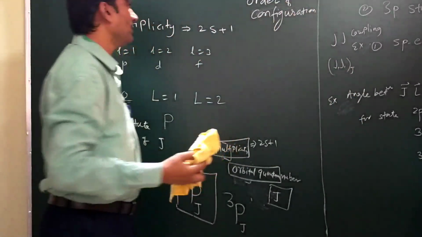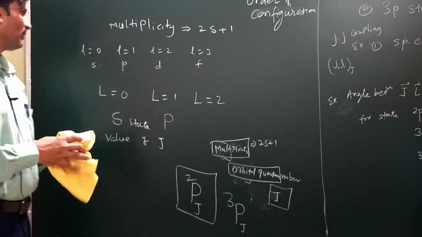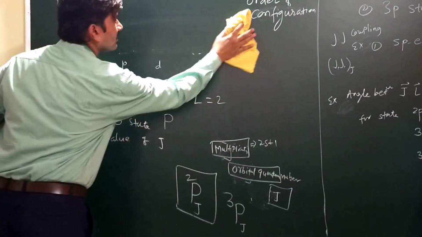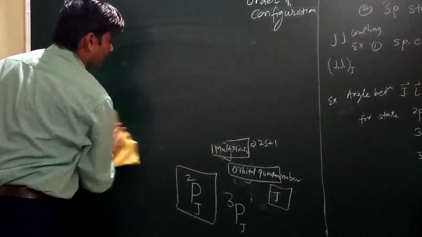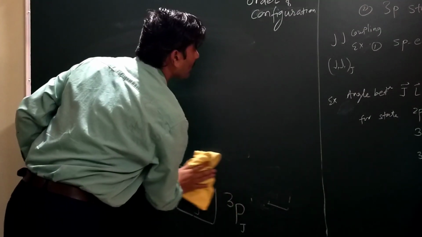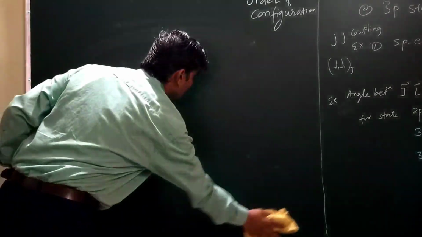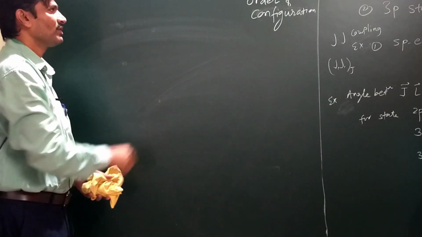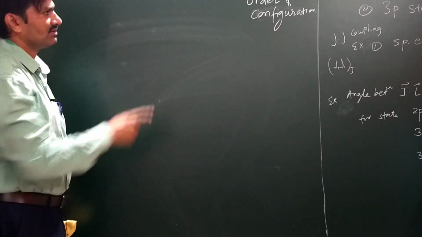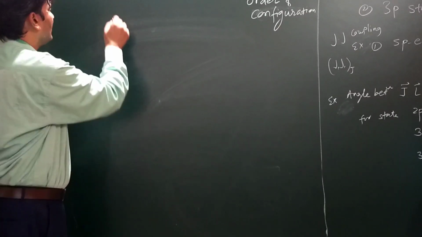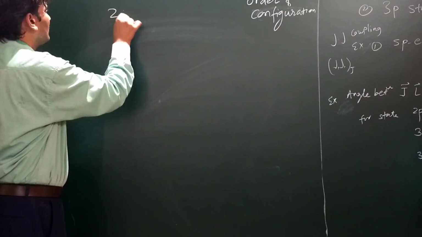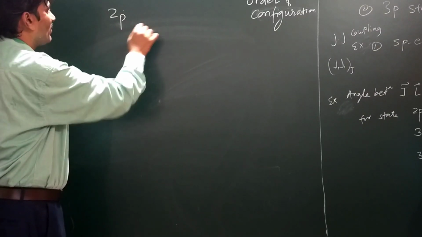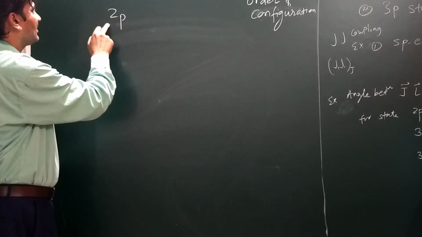Example number 1: we have to write the term symbol for the 2P states. What are the possible values of J? How can we write the term symbol for the 2P state?